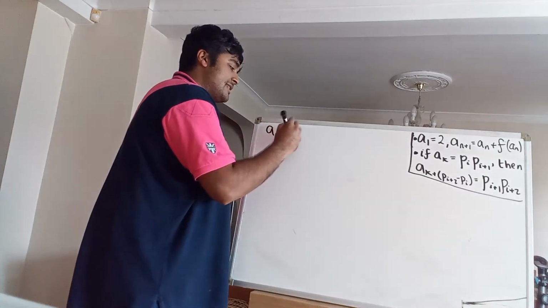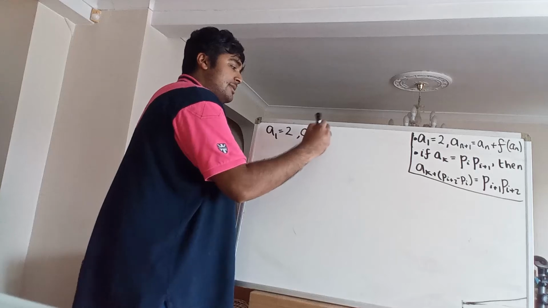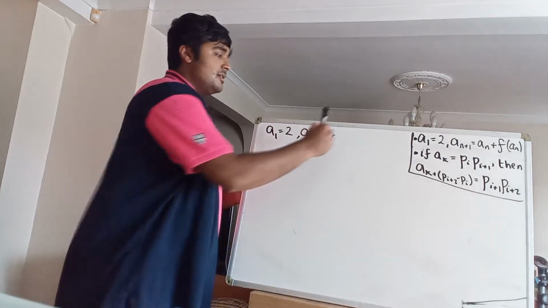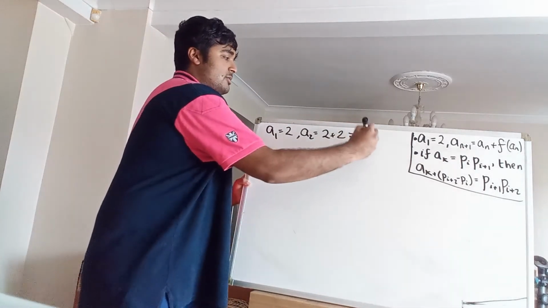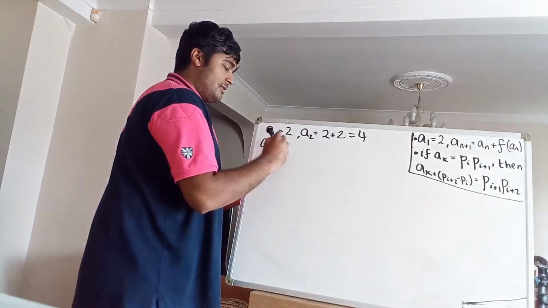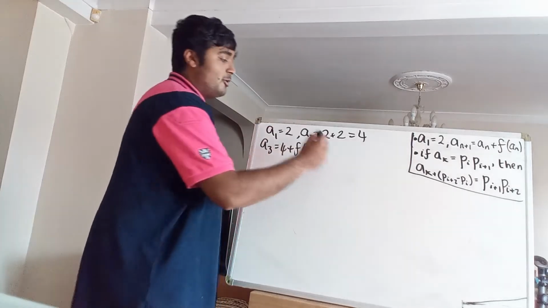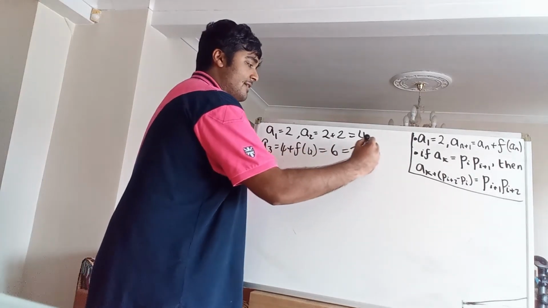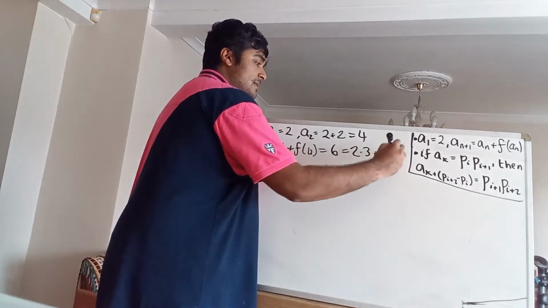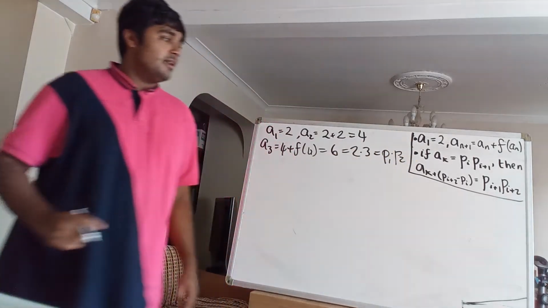So remember, we have a_1 is equal to 2, so that tells us that a_2 is going to be equal to 2 plus f of 2, which is of course 2, so that's 2 plus 2, which is 4, and then a_3 is going to be 4 plus f of 4. What's the largest prime factor of 4? 2, so we've got 4 plus 2, which is equal to 6, and that of course is 2 times 3, which is p_1 times p_2, like so.